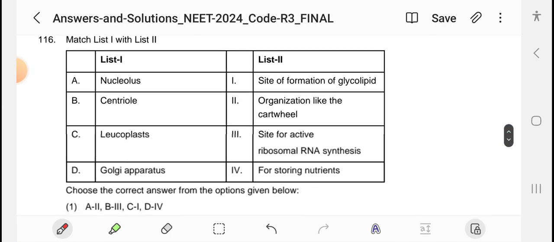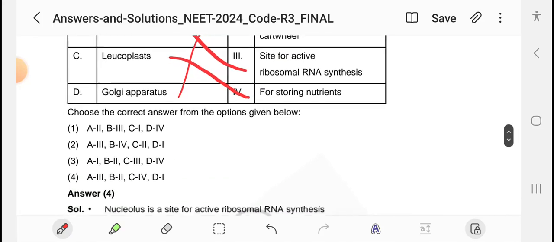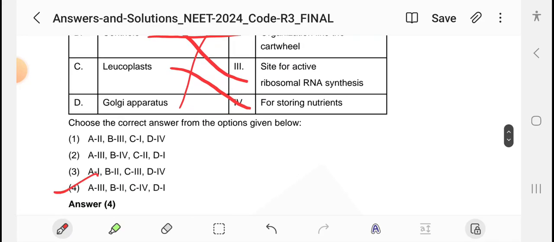So your next question, match list 1 with list 2. So nucleolus, active site for ribosomal RNA synthesis. So centriole would be cartwheel shape, leucoplast for storing nutrients, and Golgi apparatus for site of formation of glycolipids. So your correct option would be option number 4.